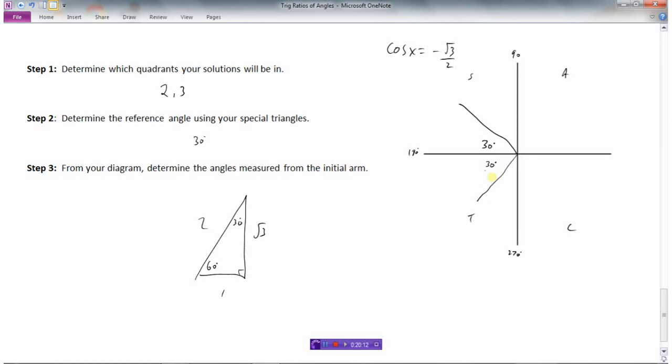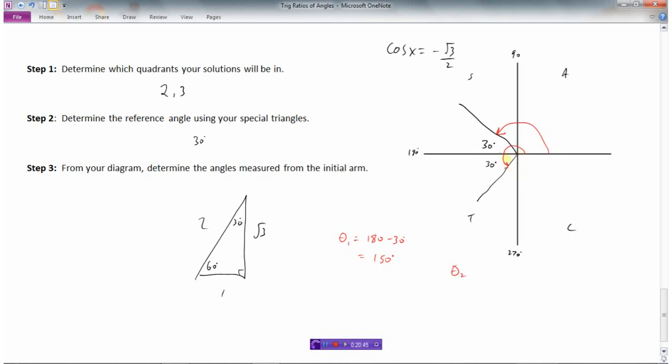So I now know what those reference angles are. And once I have my sketch done, then step 3, from my diagram, from my sketch, I can find the angles measured from the initial arm. So measured from here, I want this one. I can get that. I'll call that angle 1. That would be 180 minus 30 degrees. All the way to here, back up 30. So that's 150 degrees.